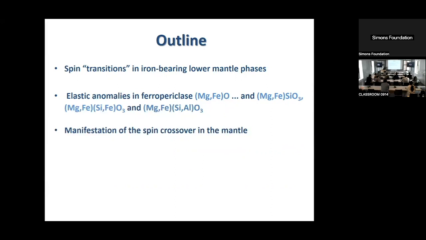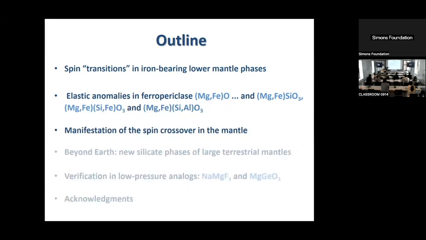If I had time, I would go beyond Earth and show you the new silicates that we discovered, but we are not going to have time for that. And verification at low pressure: the new phases, completely new phases, have been confirmed experimentally on low pressure analogs.